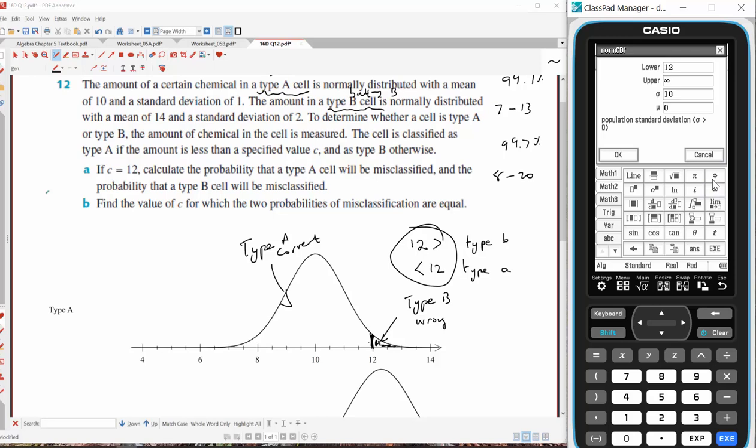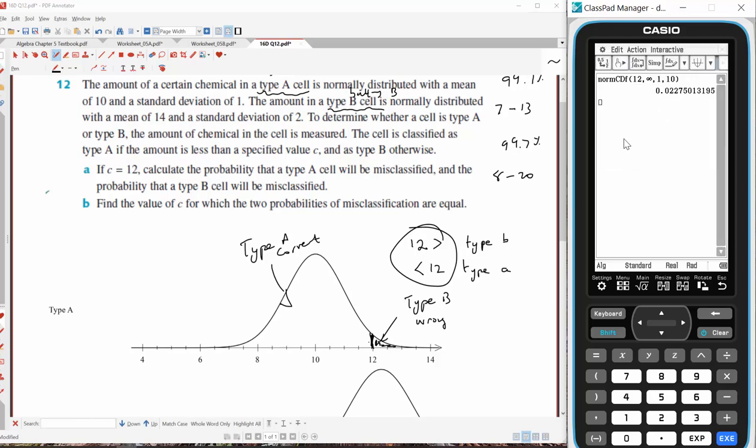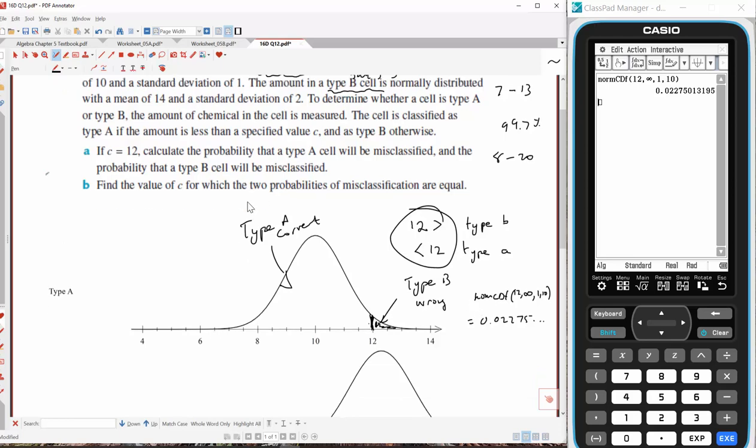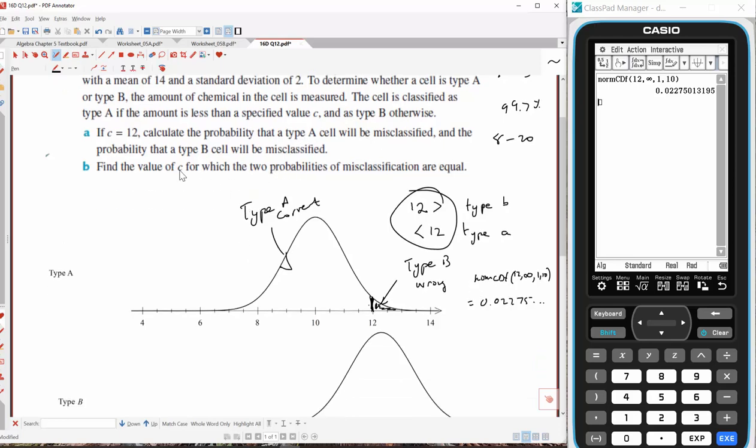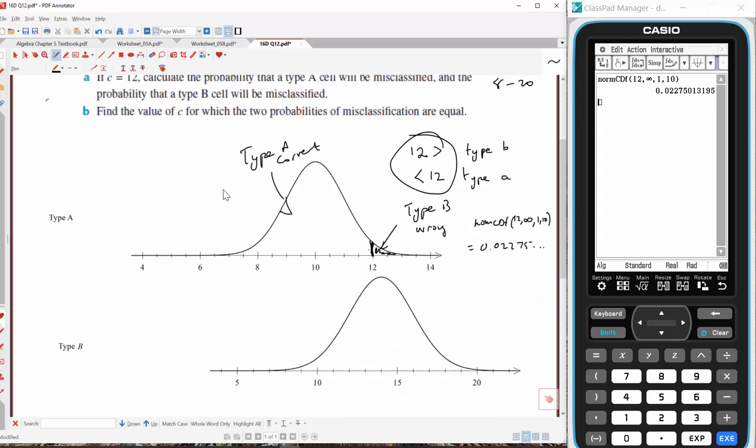Our mean is 10 and our standard deviation is 1. So norm CDF of 12 to infinity with mean 10 and standard deviation 1 equals 0.02275... That is the chance of misclassifying a type A cell. Now we want to get the chance that a type B cell is misclassified.